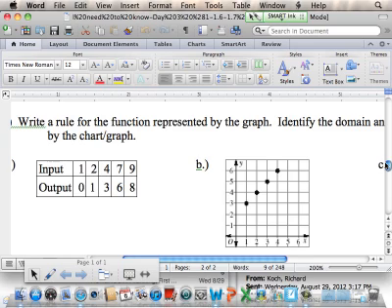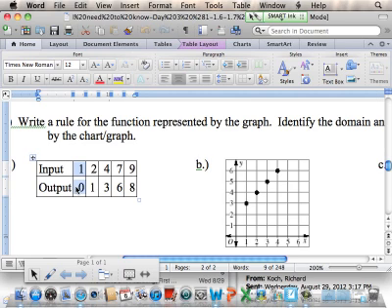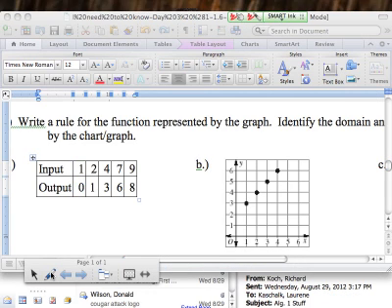Okay, so what you're looking for is a relationship between each input and output. So how do I go from 1 to 0? How do I go from 2 to 1, 4 to 3, 7 to 6, 9 to 8? And if you look close enough, you'll notice, very simply, subtract 1, subtract 1, subtract 1, subtract 1, subtract 1.